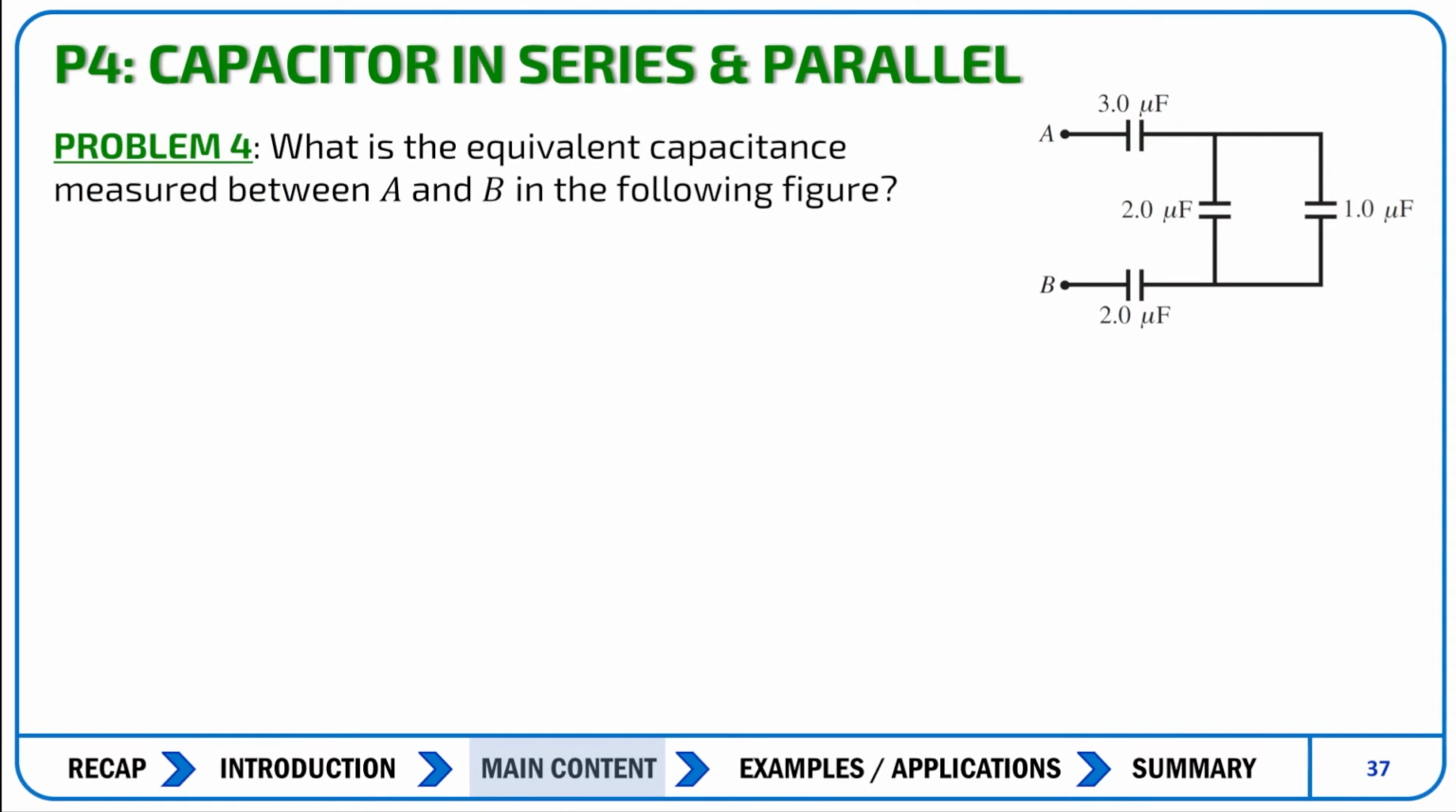Okay, so in this problem, we're taking a look at capacitors in series and in parallel. So we're given some sort of circuit on the right, and we're trying to figure out the equivalent capacitance measured between A and B in that figure. So remember the steps. Start with parallel, then go to series, and then go to the final equivalent capacitance. So that's exactly what we're going to try and do.